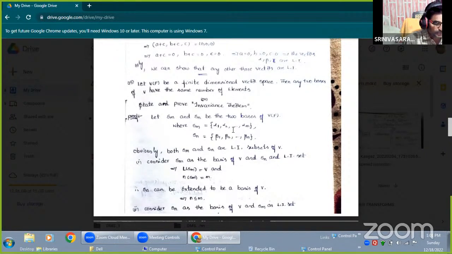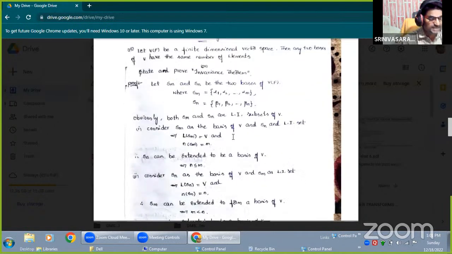Now, dimension of W1 plus W2 equals dimension W1 plus dimension W2 minus dimension of W1 intersection W2. This is the dimension theorem for the sum of subspaces. Next, quotient space. The quotient space theorem is dimension of V by W equals dimension V minus dimension W. These two theorems, and the invariance theorem and basis extension theorem, are very, very important in the vector space part.